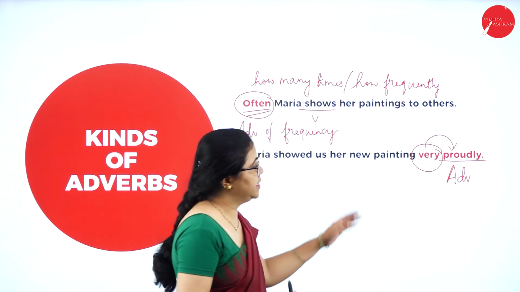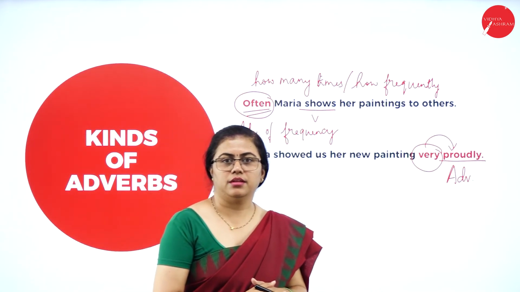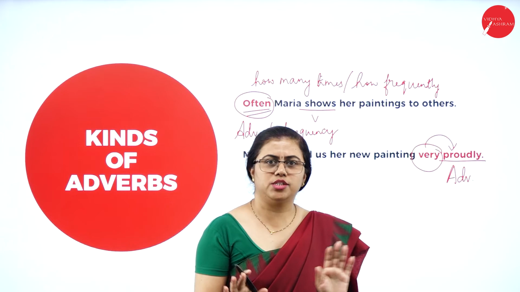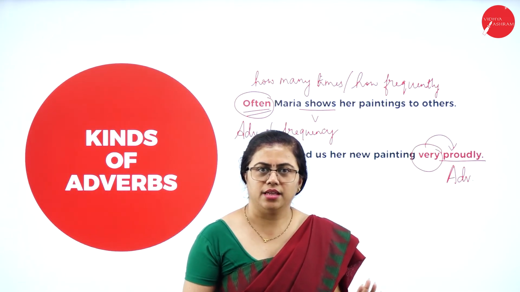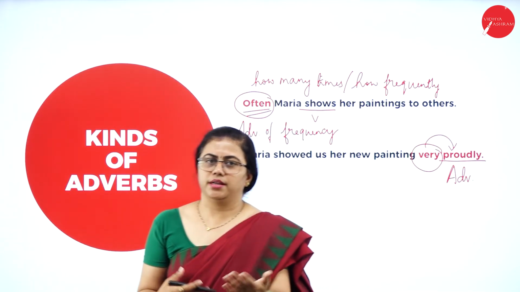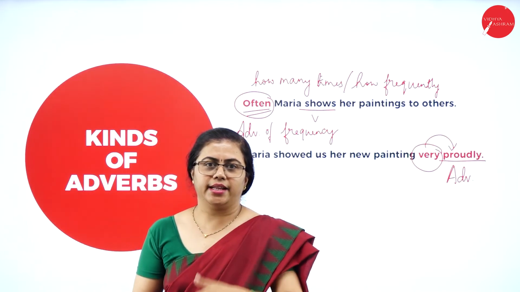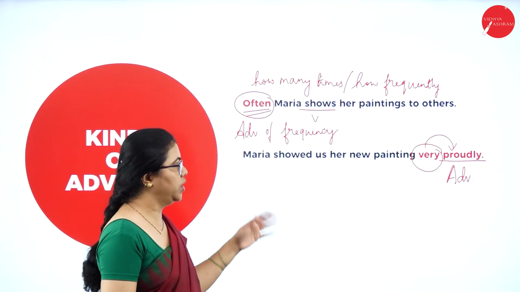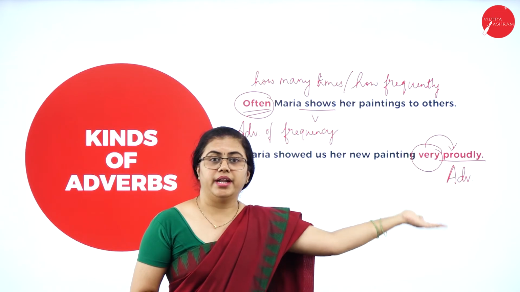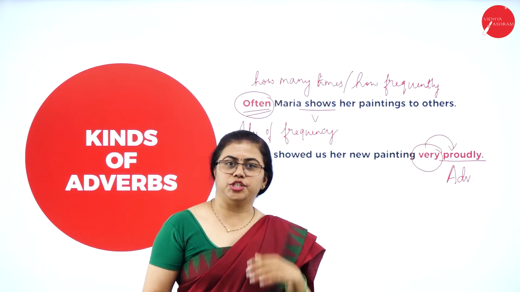Suppose I say I am angry. So it is telling you that somebody is angry. Angry is not an adverb, I'm just telling you, angry is actually an adjective. Here there is already an adverb. It is telling to what extent she is proud.